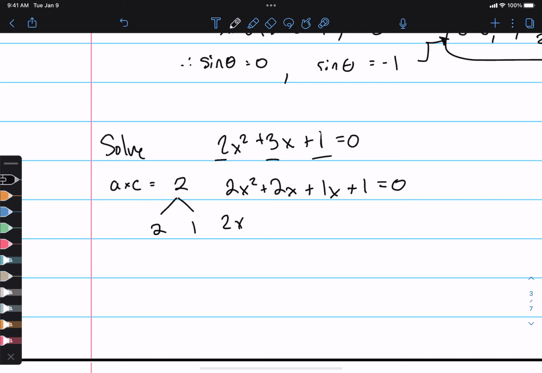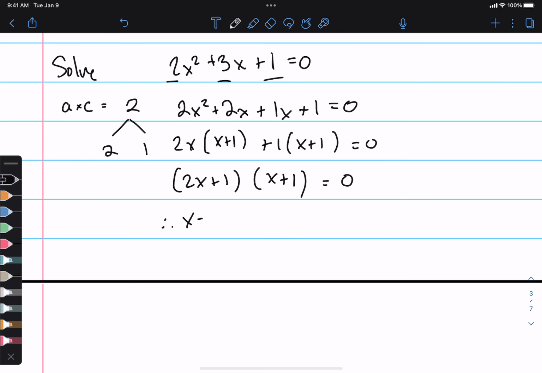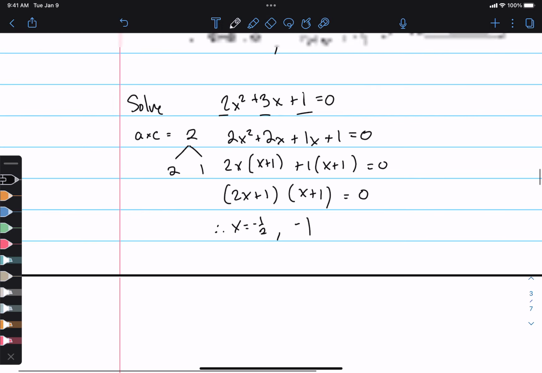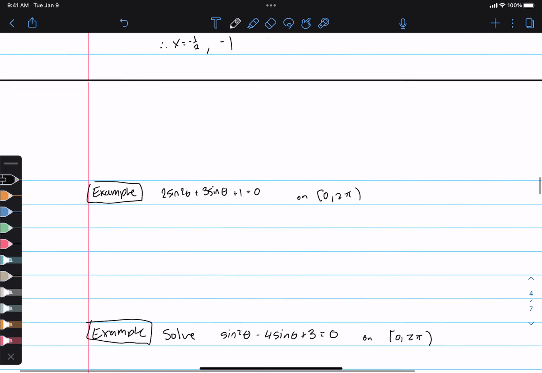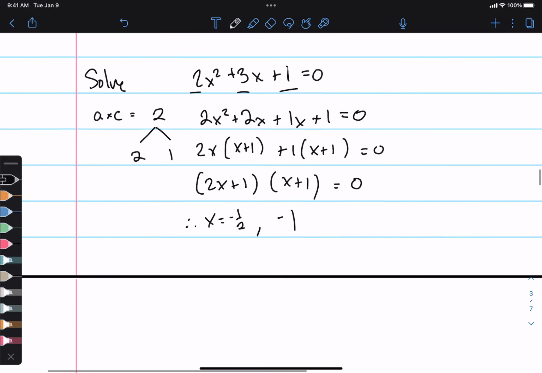And we're going to get 2x times x plus 1, plus 1 times x plus 1. So we have 2x plus 1 multiplied by x plus 1, and that equals 0. So this means that x equals negative 1/2 or x equals negative 1, and those would be our two solutions, right? So again, we're going to try to solve this equation, and we're just going to treat sine of theta like x. So just like we factored before, right?